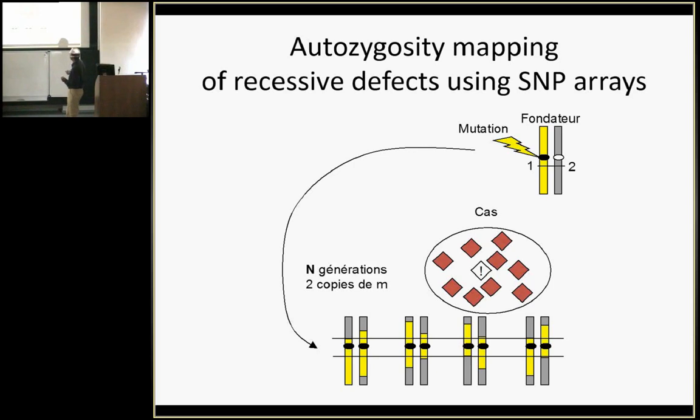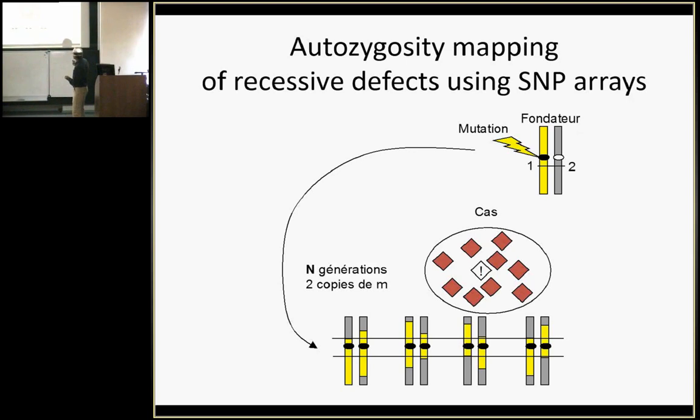So just to remind you of the principle of autozygosity mapping: you make a hypothesis that these animals that are abnormal suffer from a recessive defect. You are working in a relatively closed, highly inbred population. So it's a bit like a founder population or a genetic isolate in human genetics. So it's reasonable to say that the defect might involve one founder mutation.